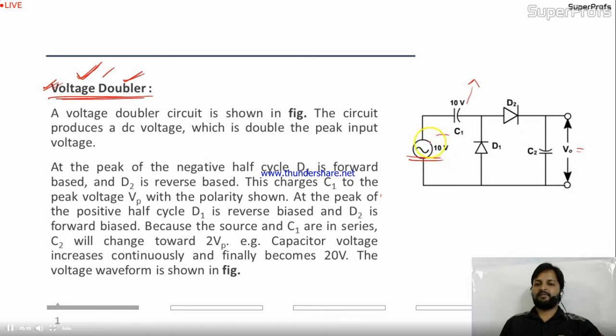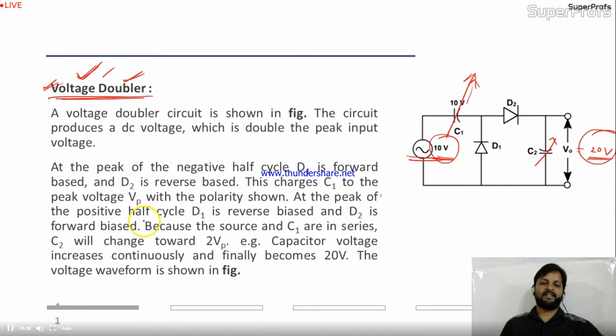Friends, if the input is 10 volt, at the output you will get 20 volt. This is the magic, right? We are applying 10 volt and getting 20 volt. How? Who is the magician? These two, C1 and C2, they are the magicians. They will store something and they will deliver 20 volt at the output.